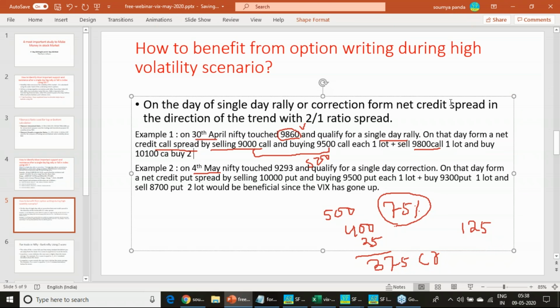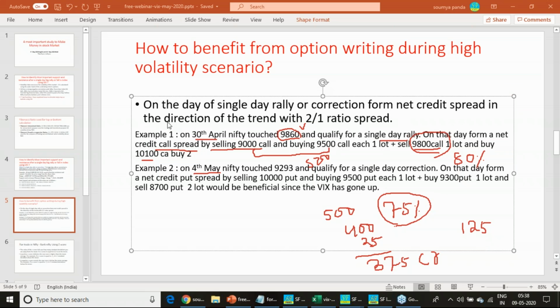Here too there is one qualifying criterion. The call option you are selling here and the 10,100 call option you are buying: the selling call option must recover more than 80% value of your buying call option. Listen to this part very carefully. If you do not listen to this part, you will not be able to understand it at all.